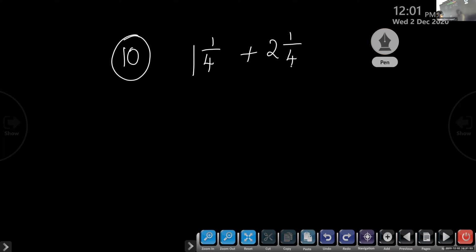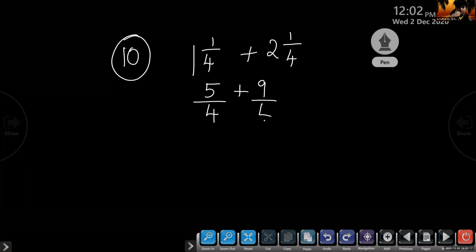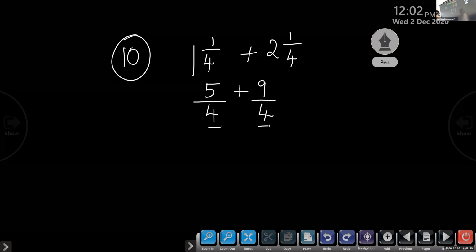Yes, Simon. First one. 1 into 4, 4 plus 1. Ma'am, it is 5 by 4. 5 by 4 plus 2 fours are 8. 8 plus 1, 9. 9 by 4. So children, very easy. They are, what are they, like or unlike? Ma'am, like fractions. So what we have to do? Yes, Angelina, add and tell me. What is 5 plus 9?